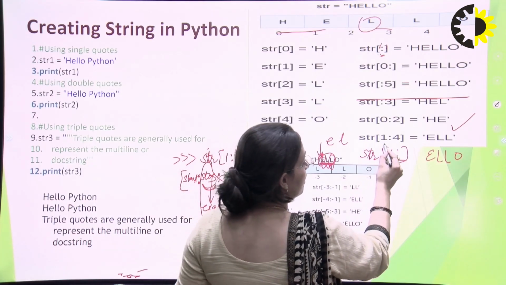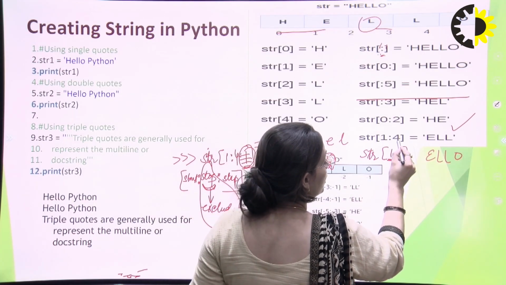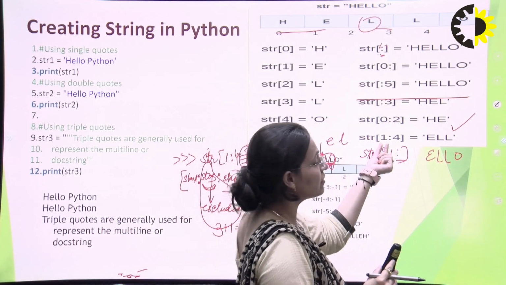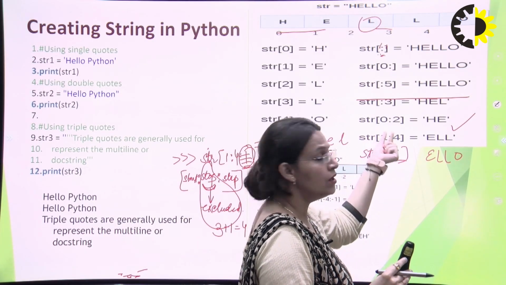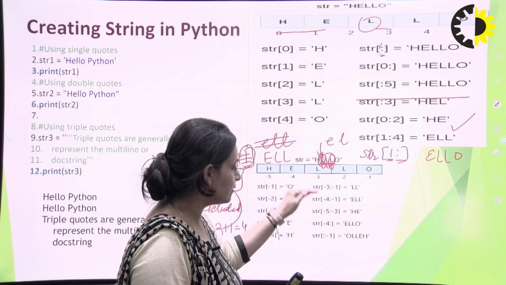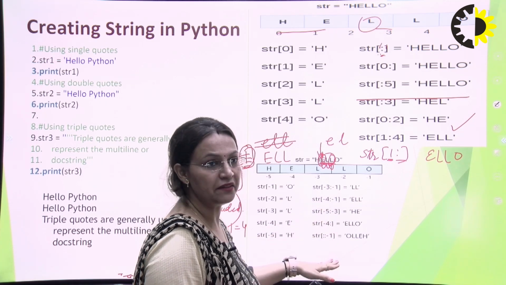Then the string is starting from 1 to 4. So 4 will be excluded over here. So the string only has the characters which have the index 1, 2, 3. So this is the output of the same. Similarly is the thing with the negative indexes.